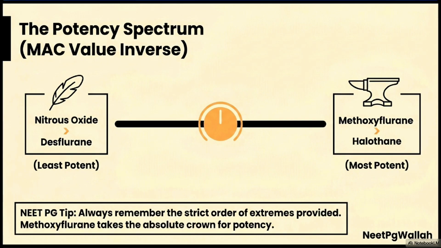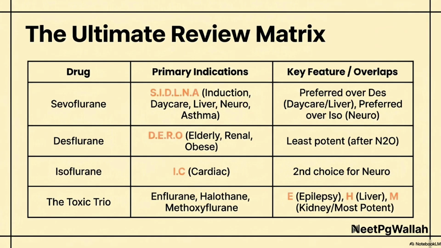Bringing it all together in Section 5, the ultimate matrix review. Look at how perfectly these mnemonics organize all that chaos into a clean, logical system. In the first group, sevoflurane is our SIDLNA gentle giant, and we can clearly see its key overlaps where it beats out desflurane and isoflurane. Then, desflurane is our DERO fast exit for the elderly, renal, and obese. Isoflurane is our eye care heart guard. And finally, our toxic trio neatly lines up with E, H, and M. This matrix right here is your absolute ultimate cheat sheet for review.